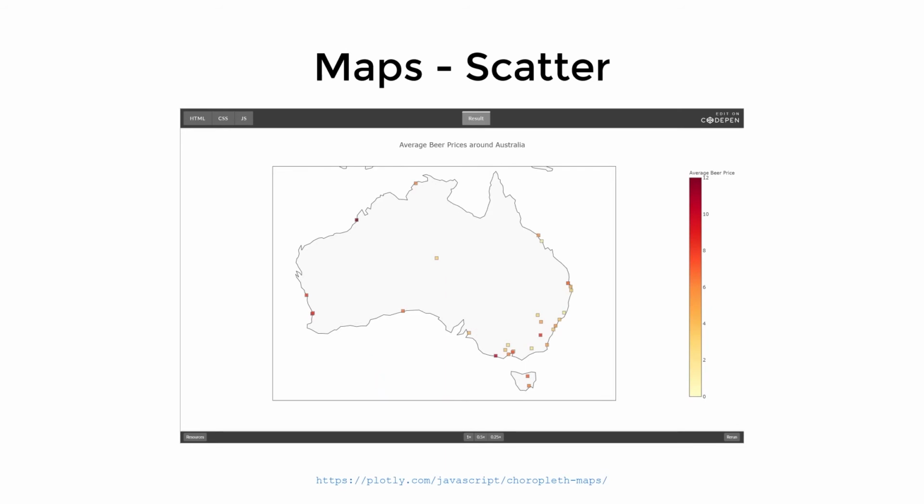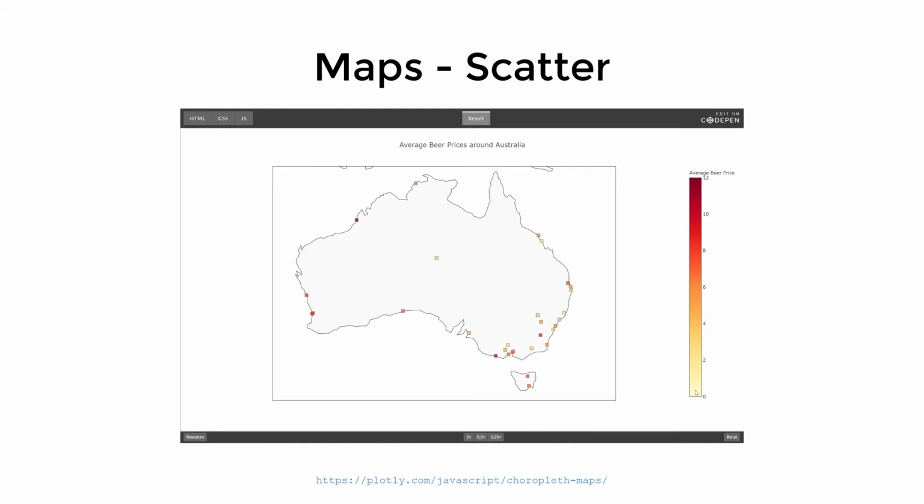This is a map that I created that shows the average beer prices around Australia. This is another scatter plot, but in this case, we don't want destinations to and from, we just want a single location. And so we use points to represent that on the map. The points themselves are also representing more data, which is the beer price itself. I've made a color scale here from light yellow through to dark red.